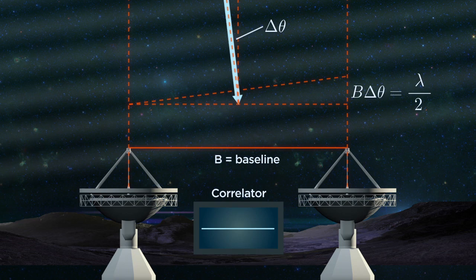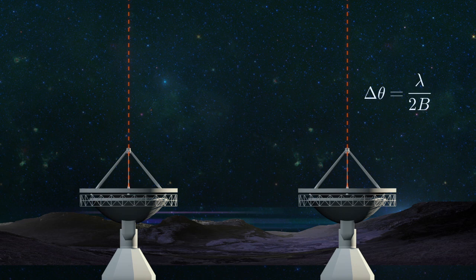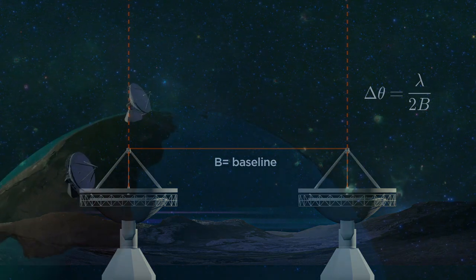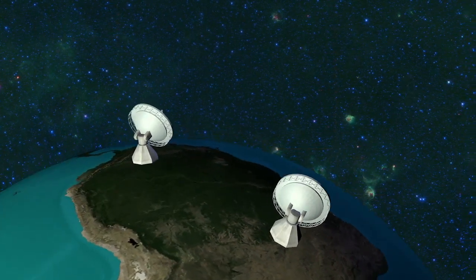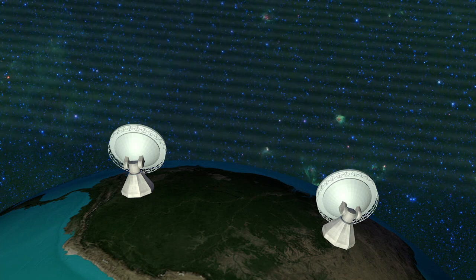So the output of the correlator can tell us whether the source is straight overhead or if it's displaced by an angle of λ/2b. So we can resolve details in the radio image on that angular scale. It looks just like the diffraction limit, except remember, b is not the diameter of a single dish, it's the separation between the dishes. We can put them kilometers apart if we want and achieve the same angular resolution as an enormously large telescope.